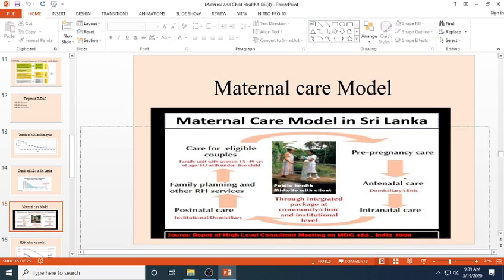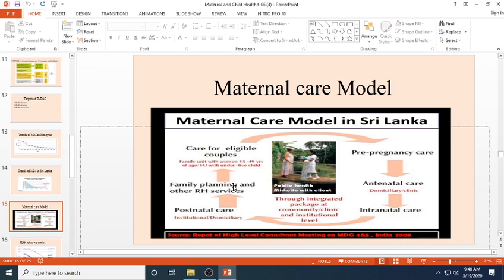Now we see the maternal care delivery model in Sri Lanka. You know that it begins with caring for eligible couples. After the couple gets married, they have to register in the MOH area as an eligible couple. Then they will get necessary pre-pregnancy care like health education regarding sexual health, conception, etc. After the woman has conceived, antenatal, intranatal, and postnatal care is provided especially by public health midwives. Then they will receive advice regarding family planning and other necessary care.